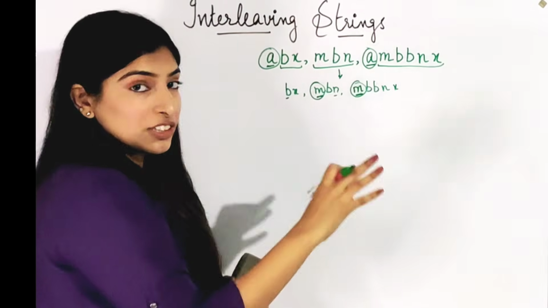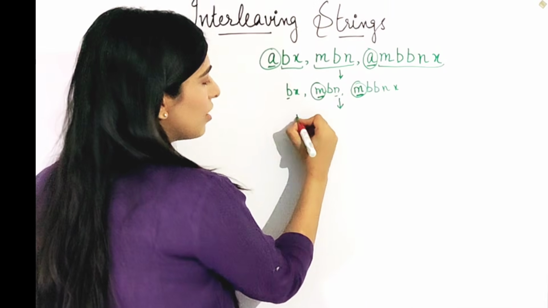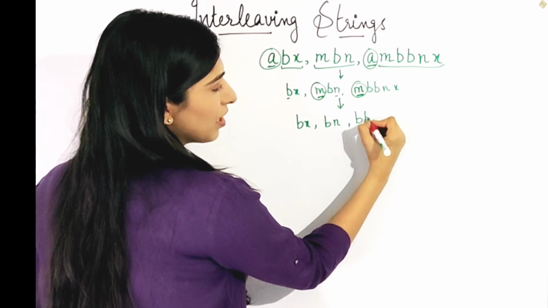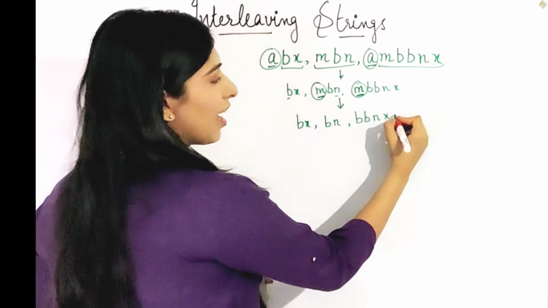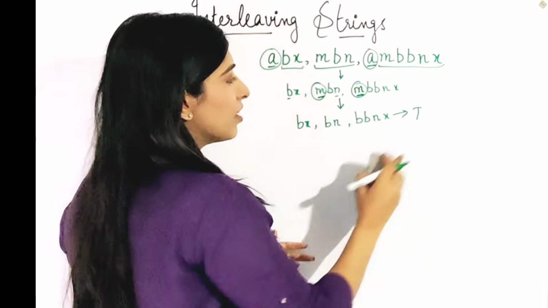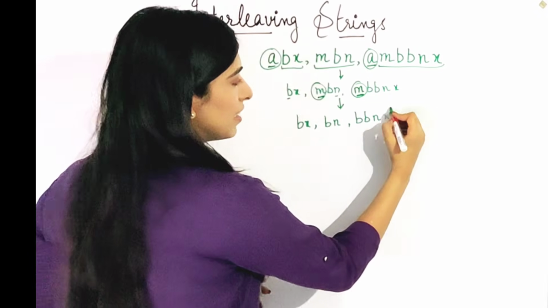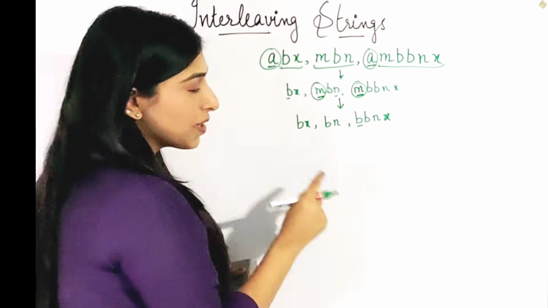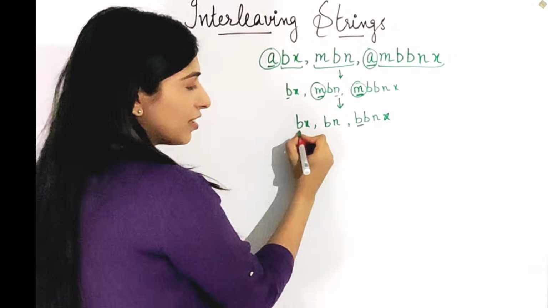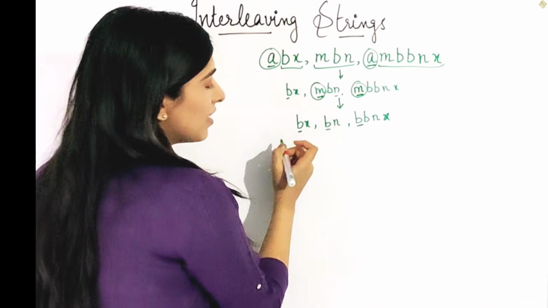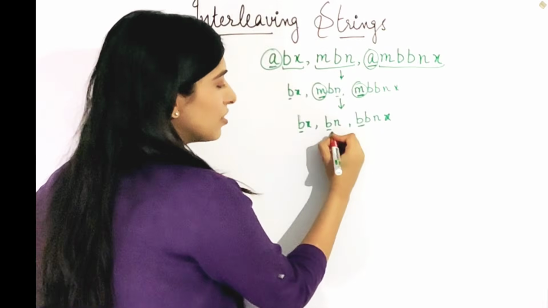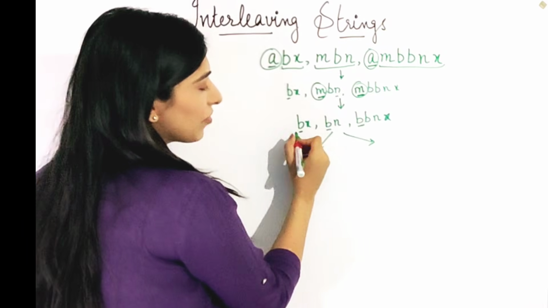Now let's check the rest of the characters, okay? How will we do that? So here it is BX, here it is BN, here it is BBNX. So we know that if the answer to this problem is true, then the answer to this problem will be true, right? Now let's see the first character now, this B. Now it becomes a little tricky. This B could be coming from either the first string or the second string, since the first character in both the strings is B, right? So now we have to consider two cases. What if it is coming from the first string?